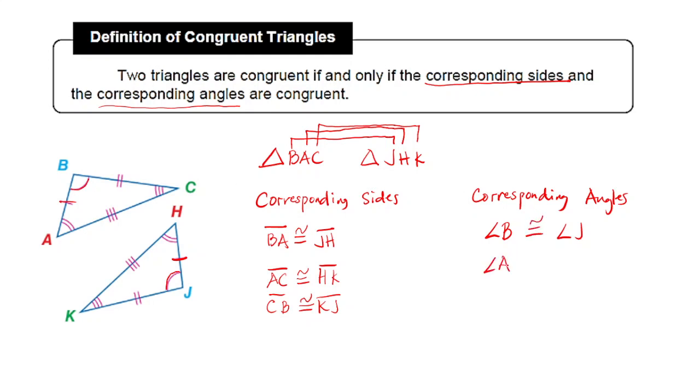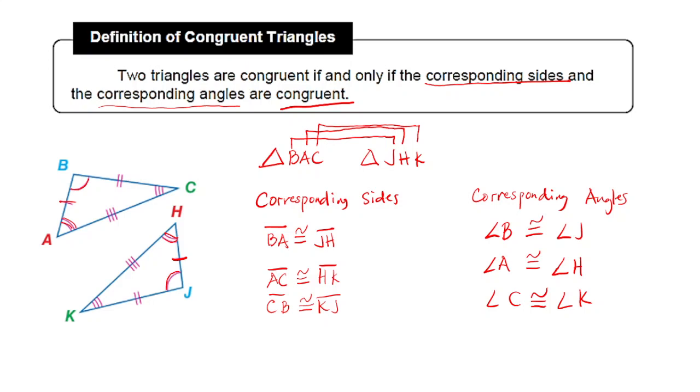Next, angle A and angle H. Looking at our illustration, angle H has 2 markings, and angle A has also 2 markings. Therefore, they are congruent. And angle C and angle K. So both have 3 markings, therefore they are congruent. So as you can see, the corresponding sides and the corresponding angles are congruent. Therefore, we can say that the 2 triangles are congruent.